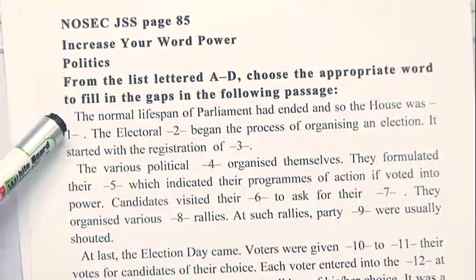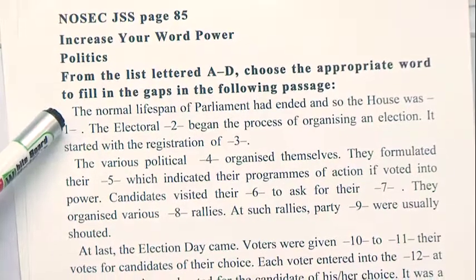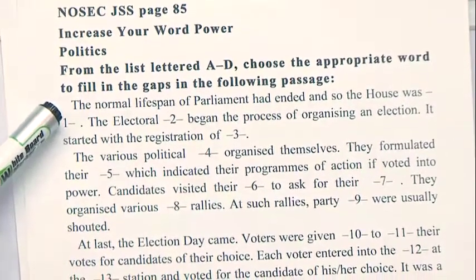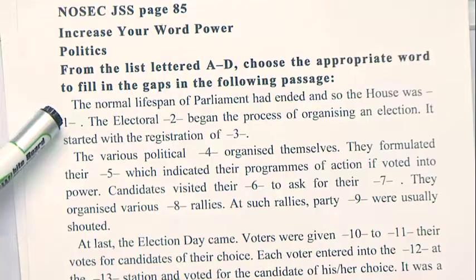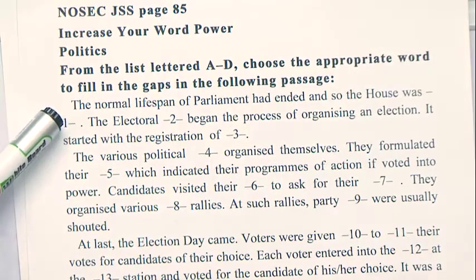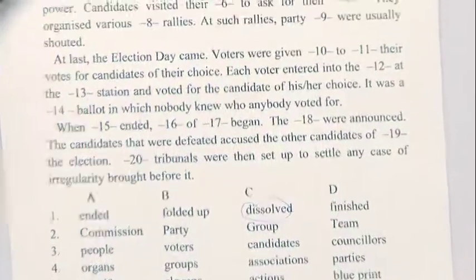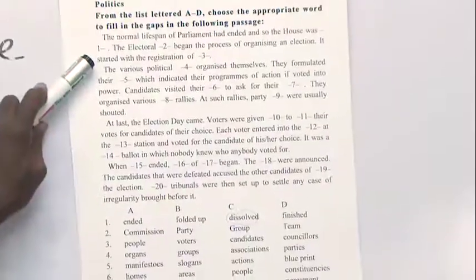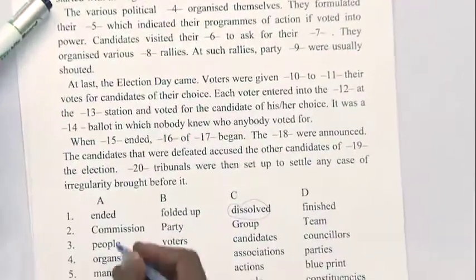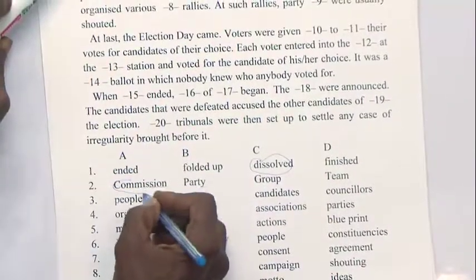The normal lifespan of Parliament had ended, so the House was what? It was dissolved. Dissolution of the Parliament. That is the correct register for that one. The electoral dash organizing an election. Commission.